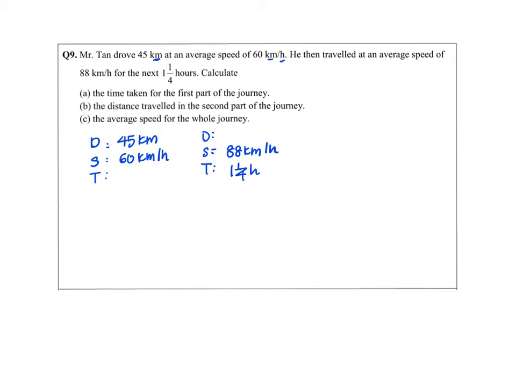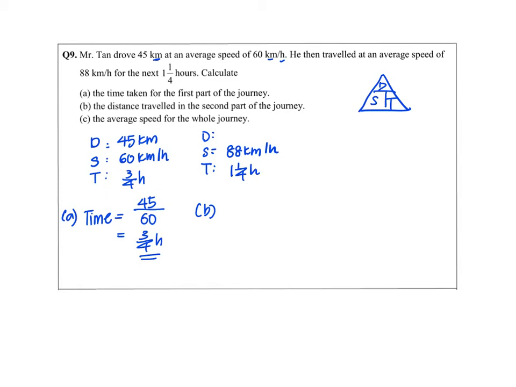Calculate the time taken for the first part of the journey. So, well, I can fill up my blanks over here quite easily. So, time is given by, this is part A. Time is given by, let's look at our triangle, DST. So time is given by distance divided by speed. So 45 kilometers divided by 60. That gives you 3/4 of an hour. So 3/4 of an hour. Let me fill up my blanks. So time for the first part of the journey.